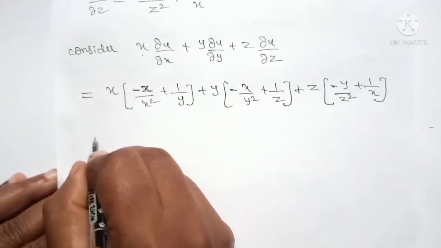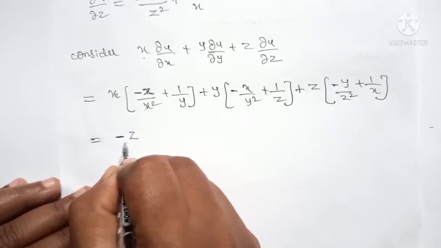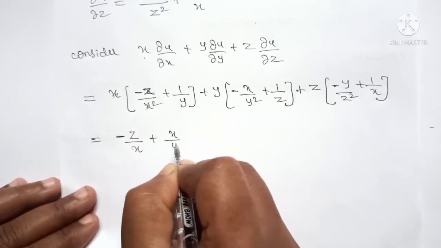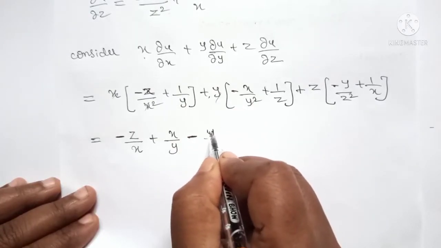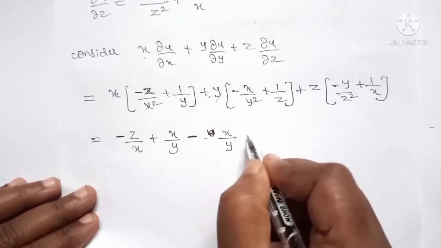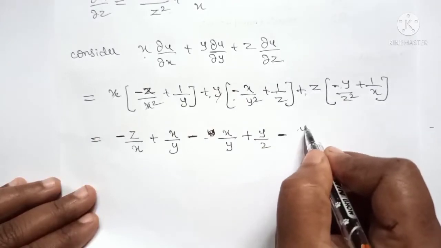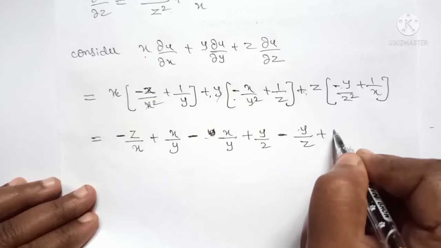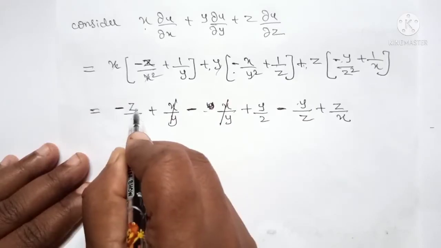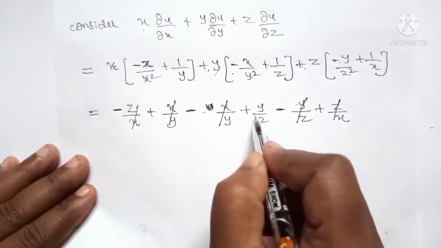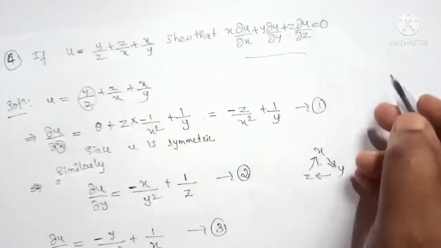So simplifying, one term of x gets cancelled, and we get minus z by x plus x by y. Again multiplying with y, one term of y gets cancelled, and we get minus x by y plus y by z. Next, minus y by z plus z by x. So here you can observe that plus xy minus xy cancels, minus zx plus zx cancels, minus yz plus yz cancels, and we get 0, which is the required answer. Okay, so this is the required proof.